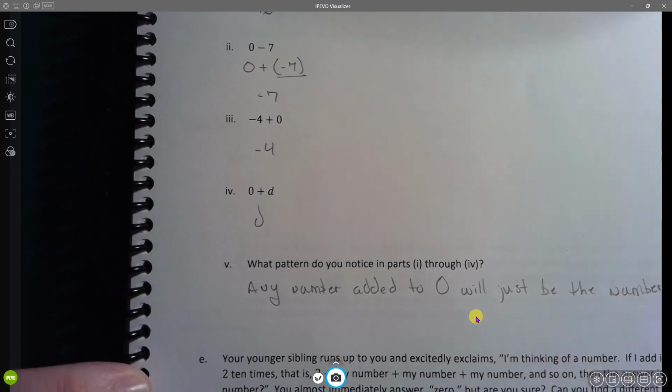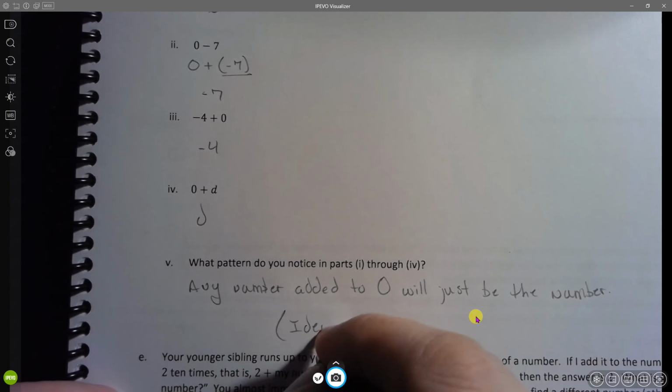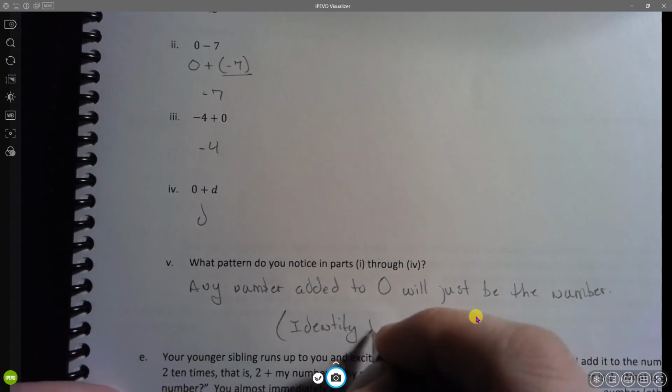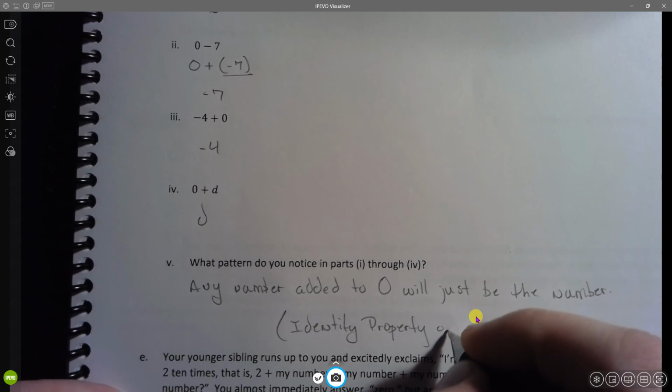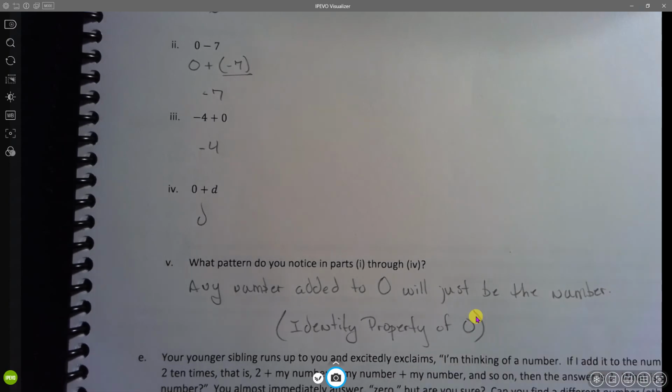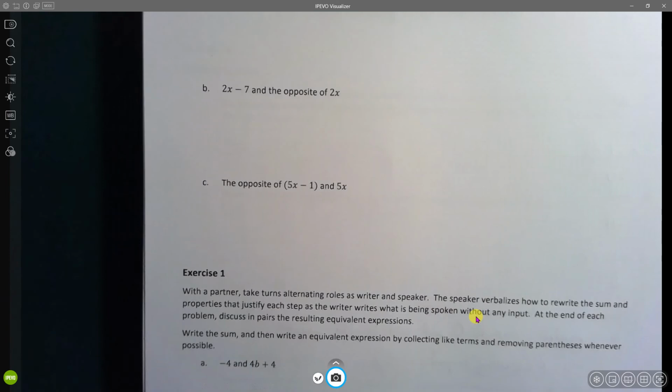Okay? This is what you call the identity property of 0. Okay? This is the identity property of 0. All right, now, this is where we started to leave off yesterday, okay?